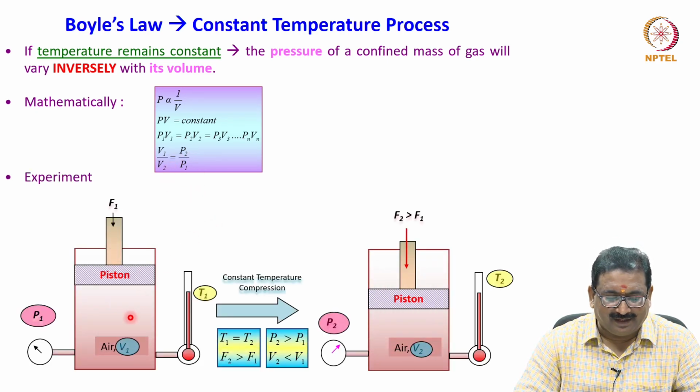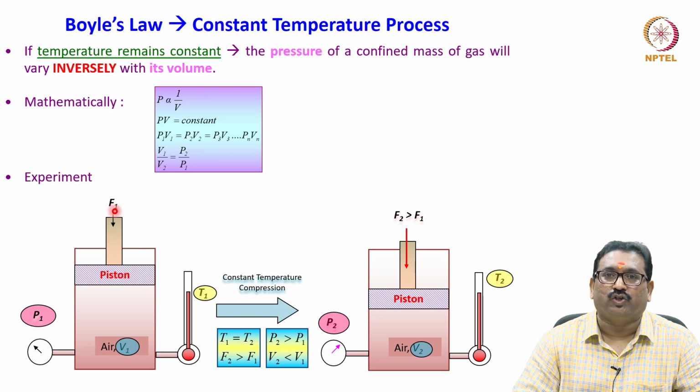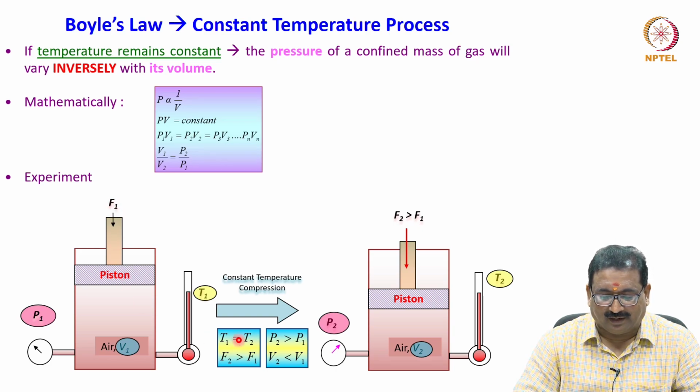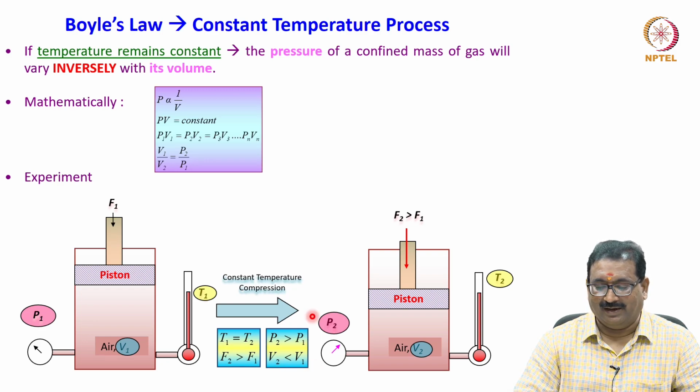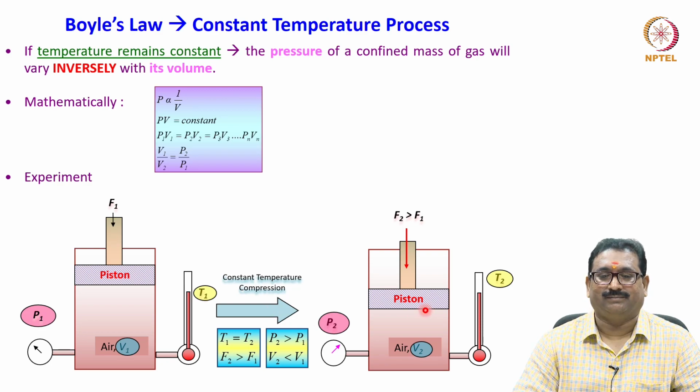How did he do the experiment? He took the air in a container and fitted it with a piston and push rod. When you push this, what happens? As I have told you, T1 equal to T2. It is a constant temperature process he maintained, and F2 is greater than F1 and V2 is less than V1. It is a constant temperature compression process.